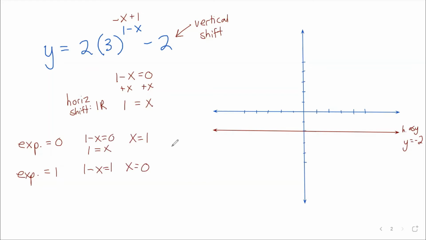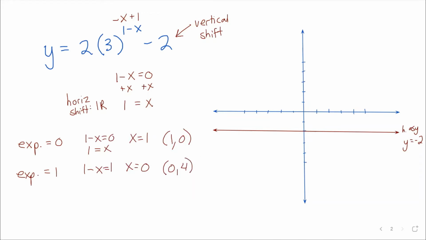So again, let's see what happens with this. When x equals 1, okay, 1 minus 1 is 0. 3 to the 0 power is 1. 1 times 2 is 2. 2 minus 2 is 0. So we've got a point when x is 1, y is 0. Then we have this point when x equals 0. 1 minus 0 is 1. 3 to the 1 is 3. 3 times 2 is 6. 6 minus 2 is 4. So when x is 0, y is 4.